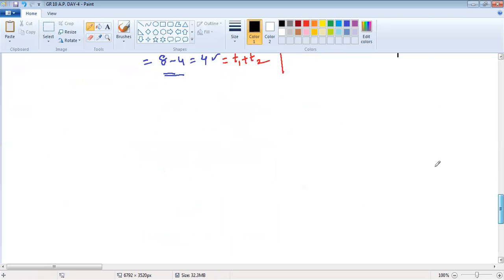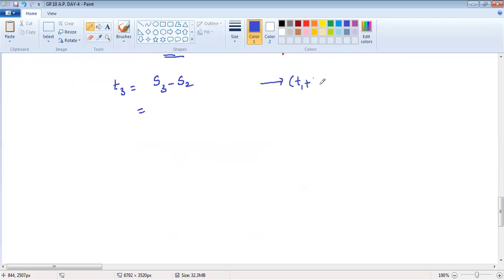If you want to find the third term, T3, the formula to remember is S3 minus S2, the sum of 3 terms minus the sum of 2 terms. Why, sir? Because S3 can be written as T1 plus T2 plus T3, and S2 can be written as T1 plus T2. When you subtract, T1 and T2 are gone and the result is T3. So T3 stands for S3 minus S2.